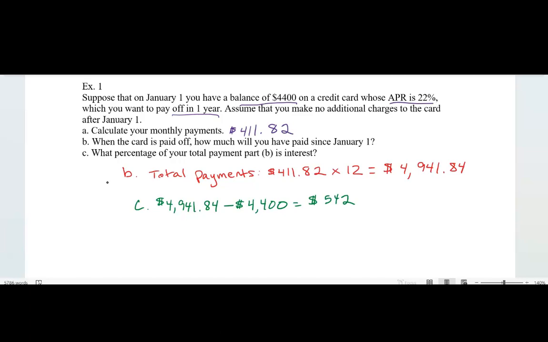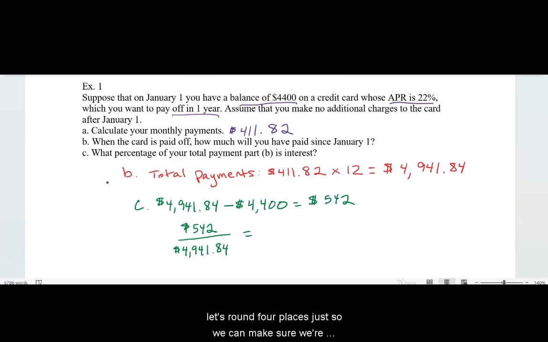Now, it wants it as a percent. What percent of your total payments was interest? That's going to be interest divided by total payments, because notice it's asking what percent of the total payments. That's how I know the denominator is going to be the total payments, not the principal. Now you're going to take $542 divided by $4,941.84. Now with this one, let's round 4 places just so we can make sure we're going to get the percentage rounded to 2 places. So we're going to round the decimal to 4 places.